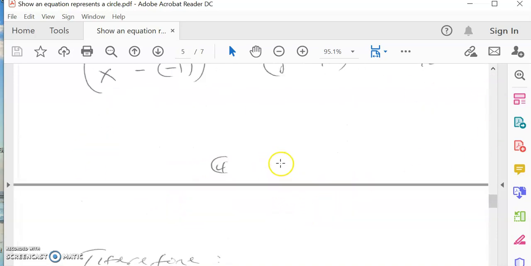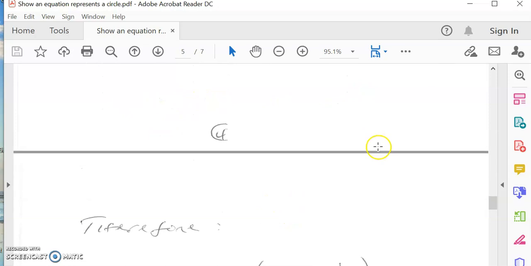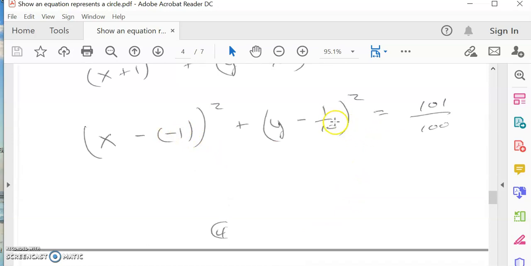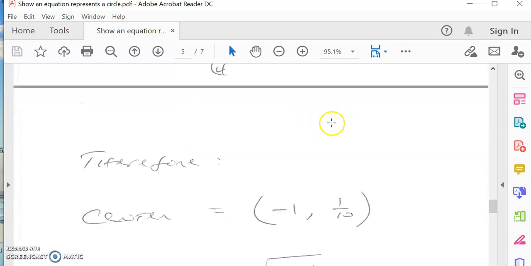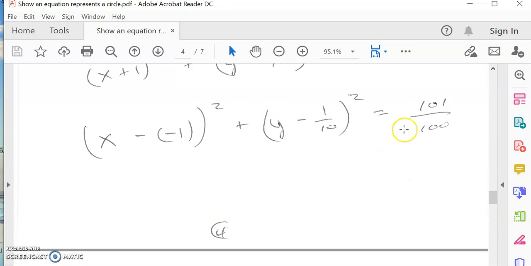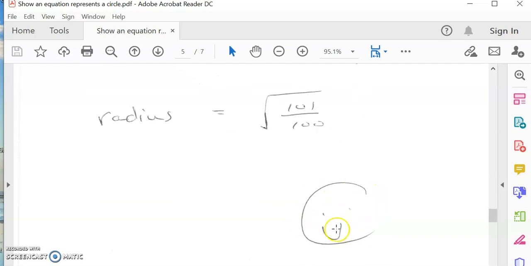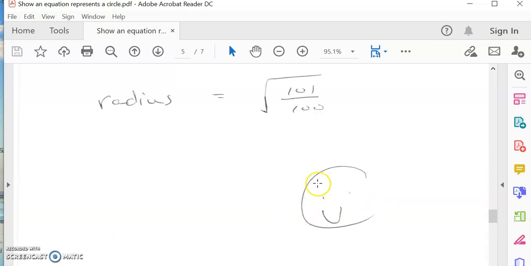So now when I'm in this format, I can easily tell you what the center is. The center is h, comma, k. So that's the negative 1 and 1/10. You see that? Negative 1 and 1/10, because I'm in the standard format. X subtract h. H is negative 1. There it is. K is 1/10. And there it is. The radius is the square root of this right here. So that gives me a big old happy face, because I now have shown that this is a circle, and I've told you what the important characteristics are.